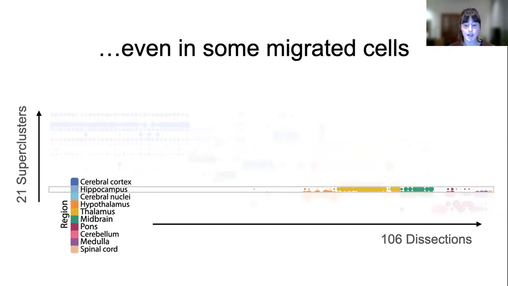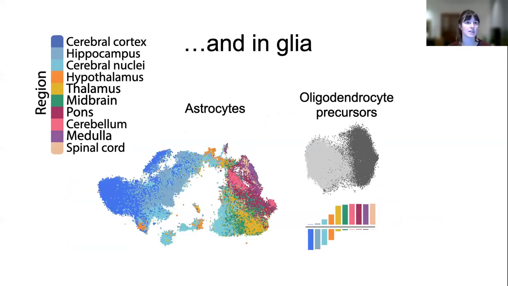Maybe even more strikingly, you can see this principle in some migrated cells. So here we have a supercluster that contains cells primarily from the midbrain and the thalamus. And indeed, there are neurons that migrate from the midbrain into the thalamus during development. And you can apparently even see this in the adult transcriptomic signature. We can also see this in some glia. So we don't see nearly as much diversity in the glia as we do in the neurons, but we can still see this developmental principle. Here you can see that there are two major groups of astrocytes and oligodendrocyte precursors, each of which is found within and outside of the telencephalon.